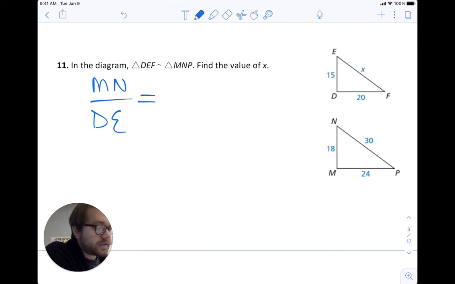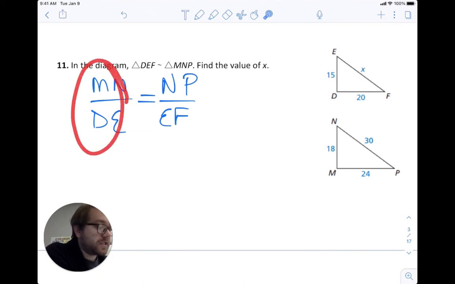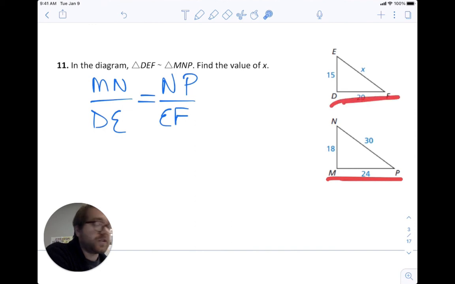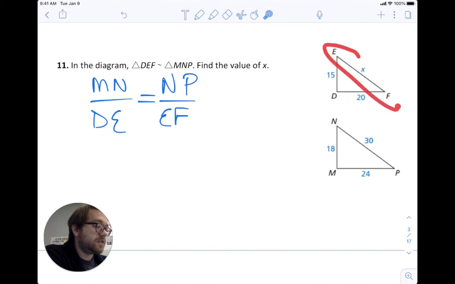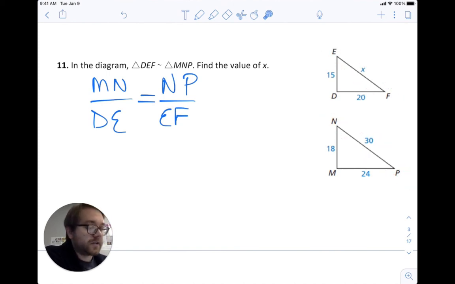And so because these triangles are similar, I can say that that is equal to NP over EF, the ratio between NP and EF. And I wanted to include EF because that has X, right? So I need to include that. So that's how I know which side. It wouldn't have mattered. I could have done MN over DE, or I could have done MP over DF. Okay? It doesn't matter as long as you're consistent, but I did need to include EF and NP because EF has the length of X. That's what we're looking for. MN over DE is equal to NP over EF.